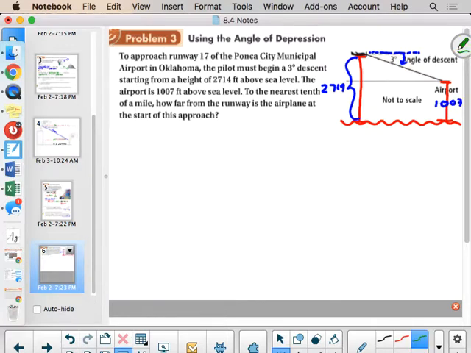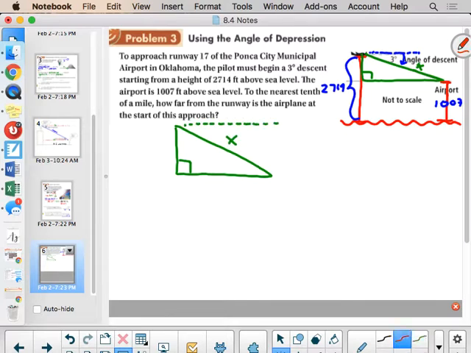I ultimately want to know how far away the airplane is to get to that runway. So I want to know how far this airplane is going to travel to get to the runway, and that is why in this situation, I'm actually going to solve for that length right here. So the triangle that I'm dealing with is this piece right here. You'll notice I'm actually solving for the hypotenuse.